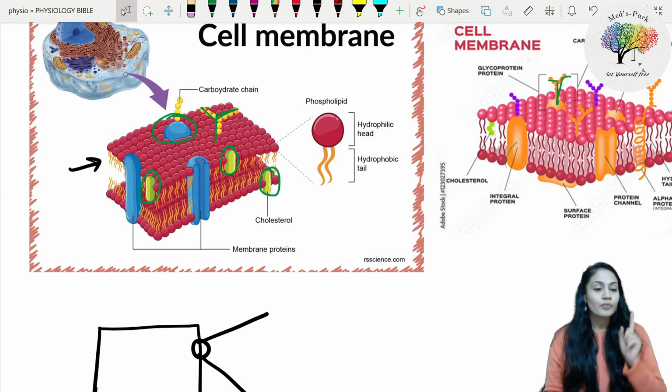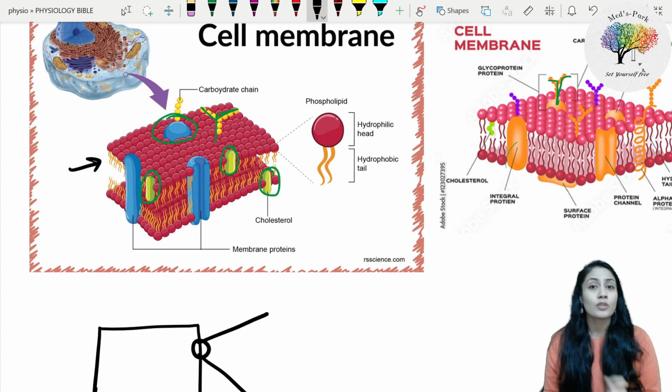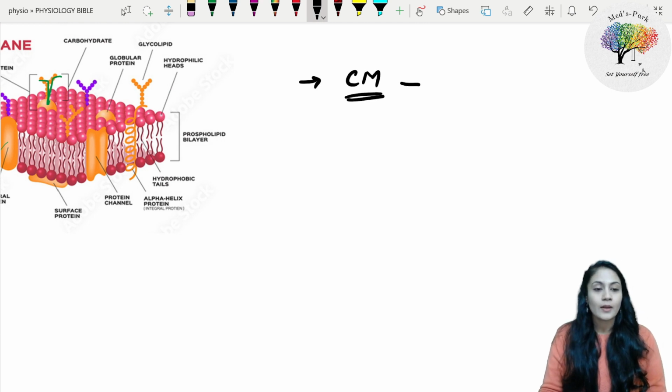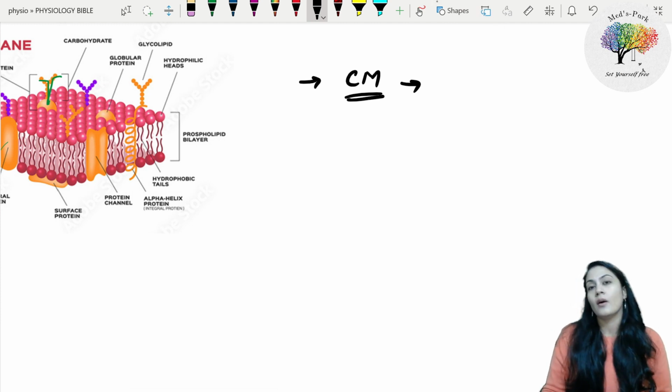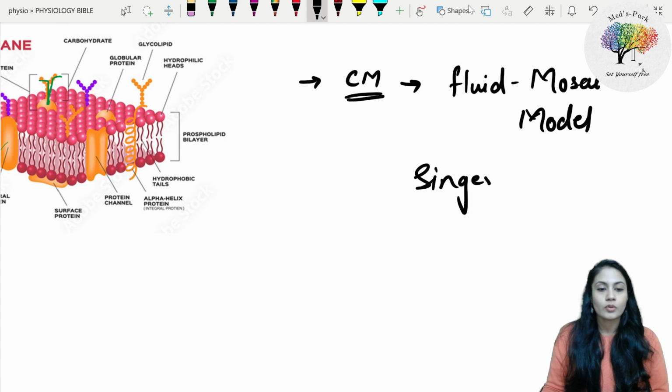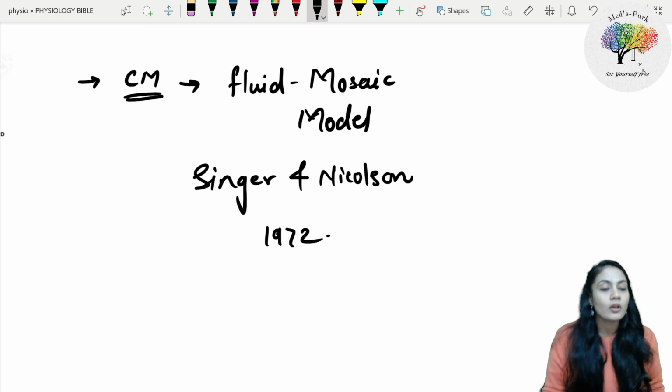So the cell membrane, first of all, understand that it is the fluid mosaic model. Whenever we talk in terms of the cell membrane, we talk in terms of the fluid mosaic model, which is given by Singer and Nicholson. There are various models given by various scientists, but the most appropriate model till date is the fluid mosaic model. There were two scientists, Singer and Nicholson, in 1972. In 1972, they gave this model, the fluid mosaic model.